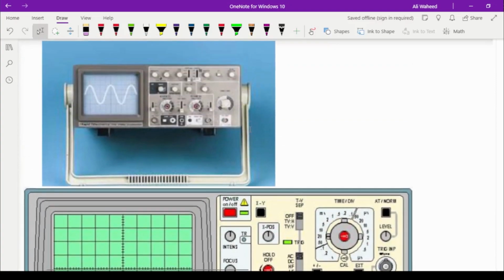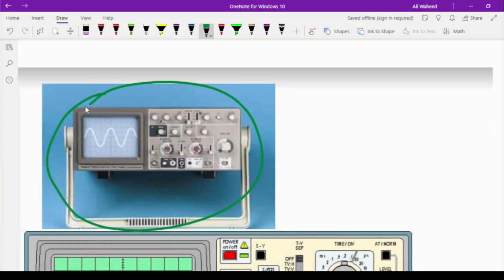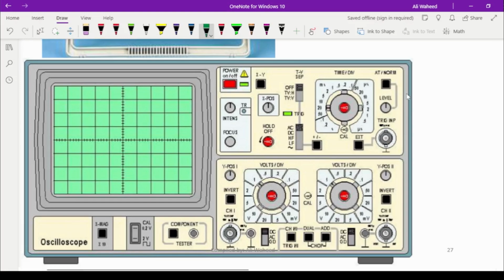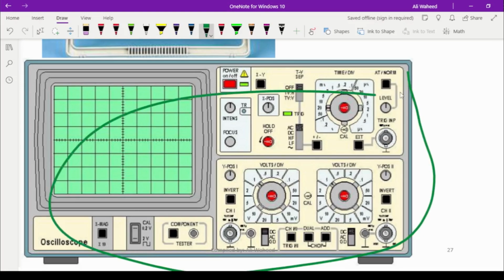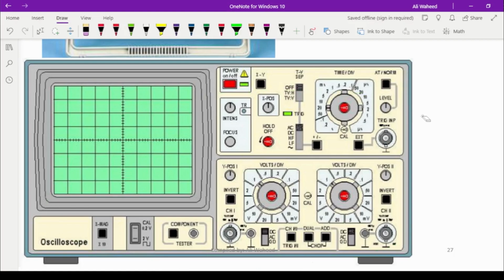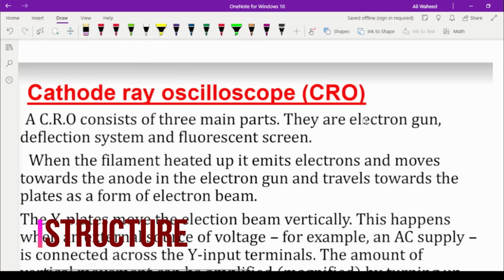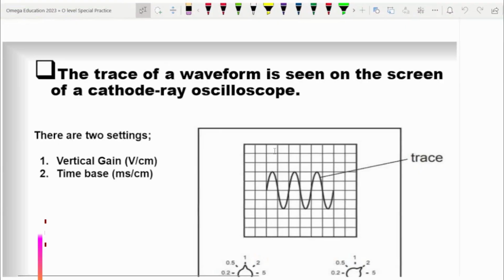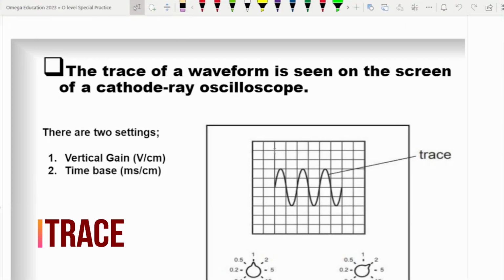And the outer structure of the oscilloscope, so this is what the oscilloscope is going to look like. The front part has several buttons and all of that. It has 3 main parts: the electron gun, the deflection system that includes horizontal and vertical plates, and the last one upon which the signal is displayed, which is a fluorescent screen. The trace of a waveform is seen on the screen of a CRO.